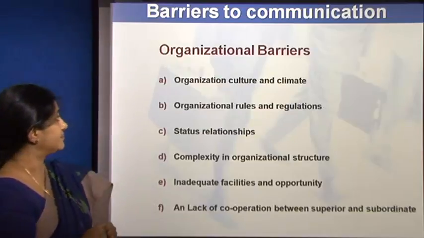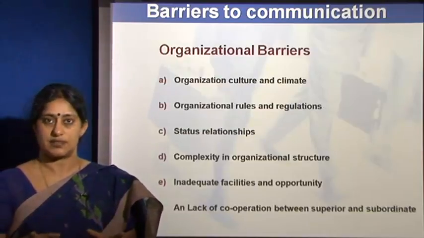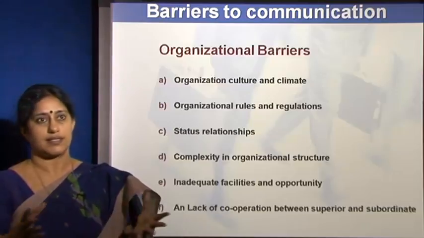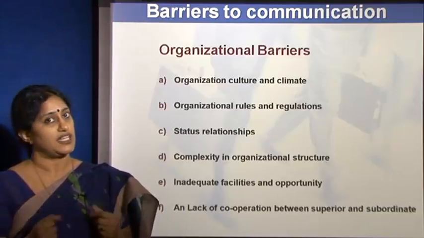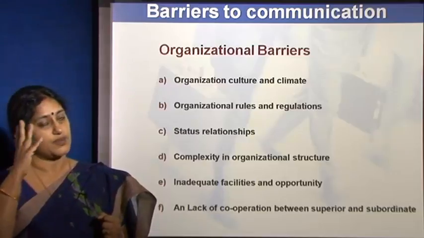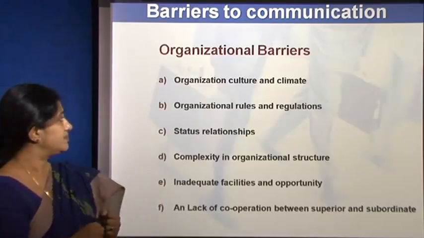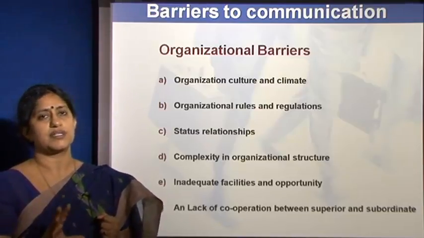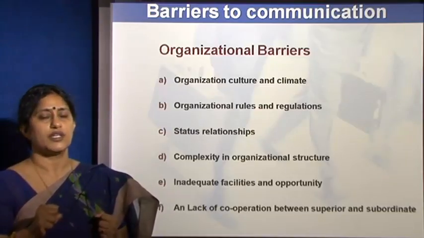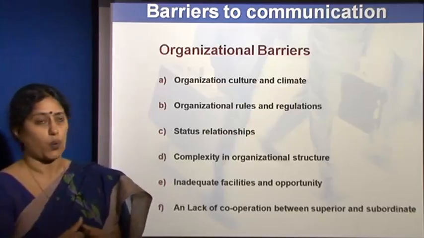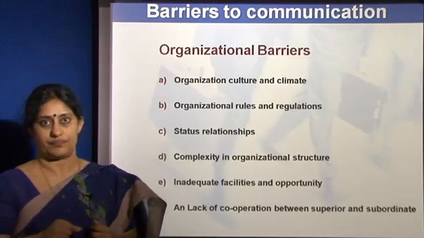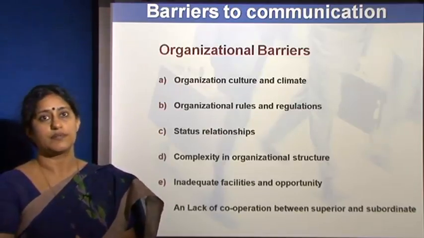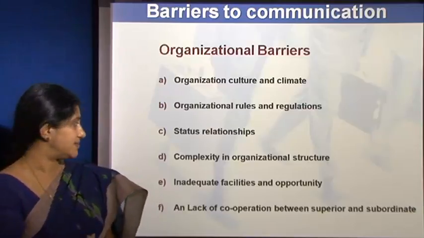Organizational barriers. The organization culture and climate. If it does not support open communication, then chances are that there is no free flow of good communication happening. In fact, the seniors will never get to know what's happening way below. Organization rules and regulations. There have to be certain policies and rules, but not so strict that nobody can talk to each other and communication is not free flow. Status relationships, where the senior most person cannot be accessed, nobody can approach such people. So this can lead to a lot of communication hindrance.